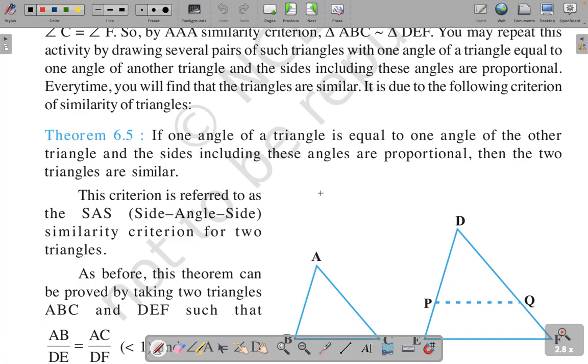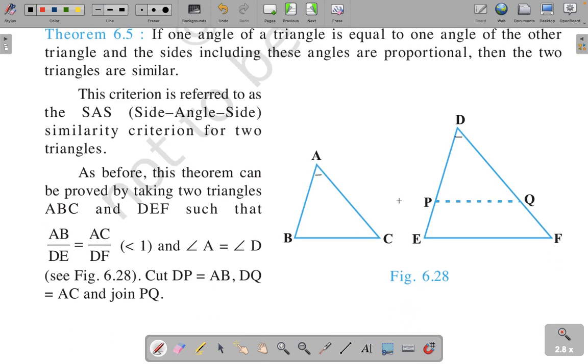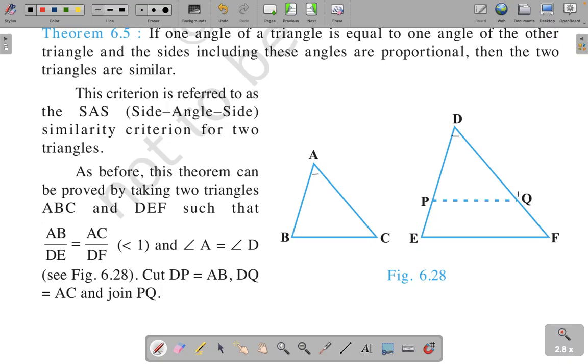If one angle of a triangle is equal to one angle of the other triangle and the sides including these angles are proportional, then the two triangles are similar. So if one angle of a triangle is equal to one angle of the other triangle, say this is equal to this, right? At the same time, the sides including these angles are proportional. So this side and this side include this angle, right? And this side includes this angle. So the sides including the angle are proportional, not this one. So if you take this angle, then these sides will be proportional to these two sides.